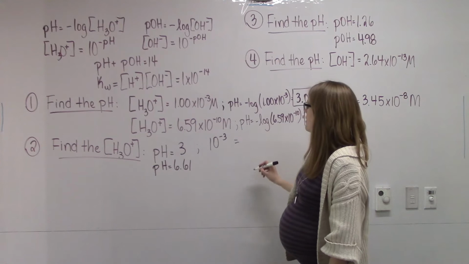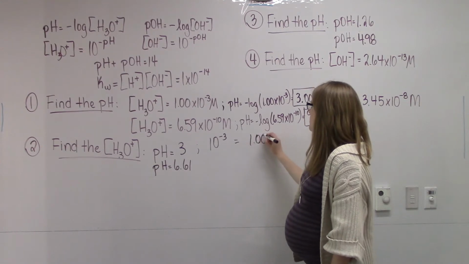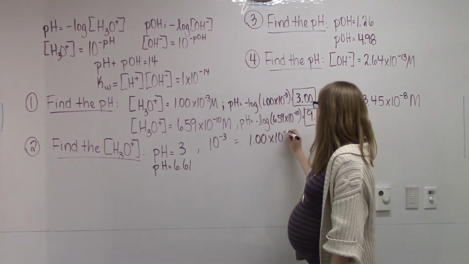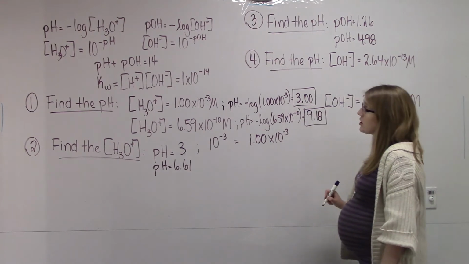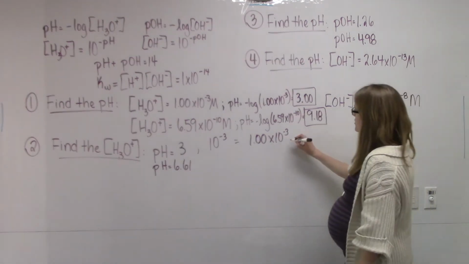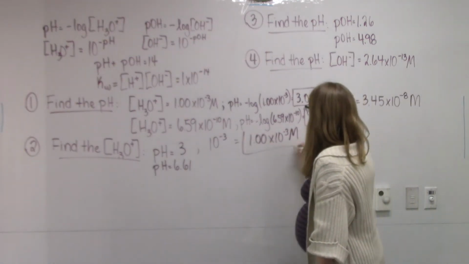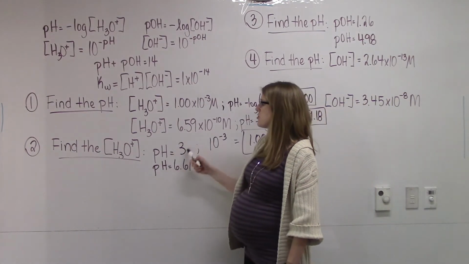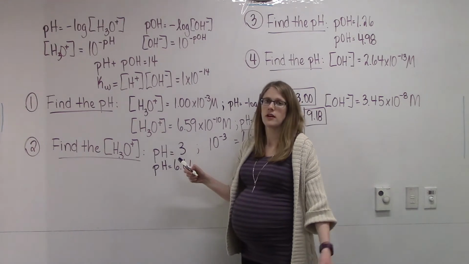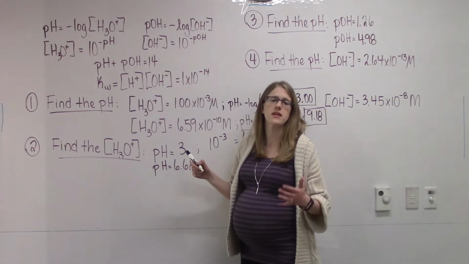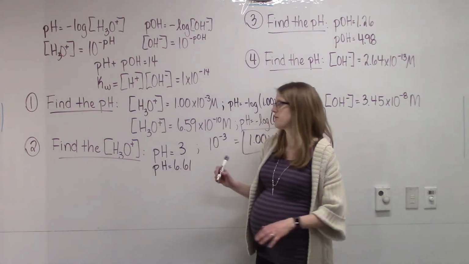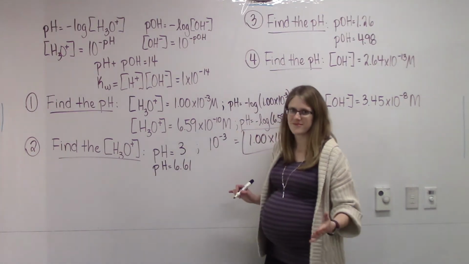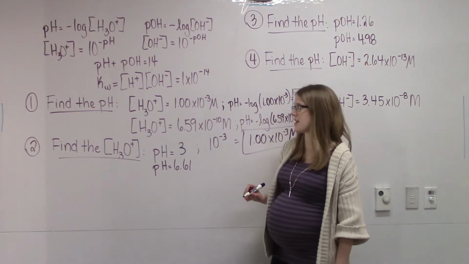So we're going to say 1.00 times 10 to the negative third, and we need a unit. It's molarity, so we need a capital M. There you have it. Now let's think about this. I ask my students to go back and look at pH. Anytime you're trying to figure out if something's an acid, base, neutral, look at the pH. Our pH is 3. This is definitely an acid.